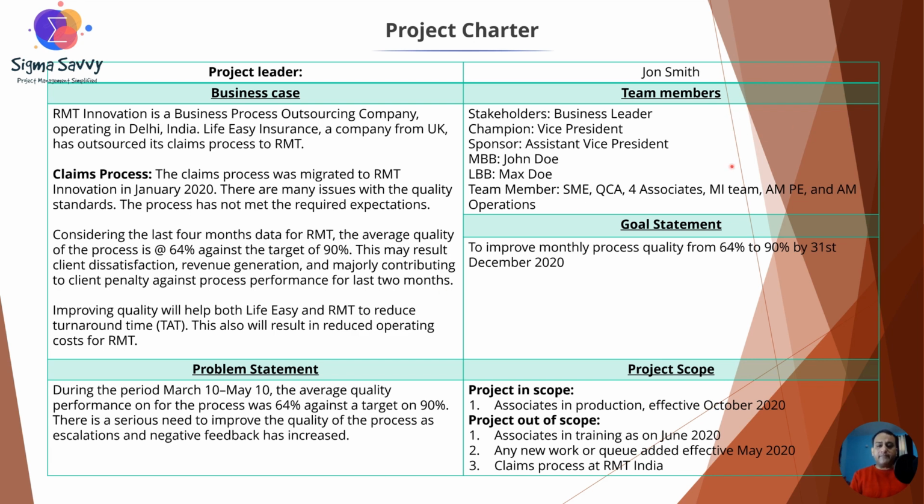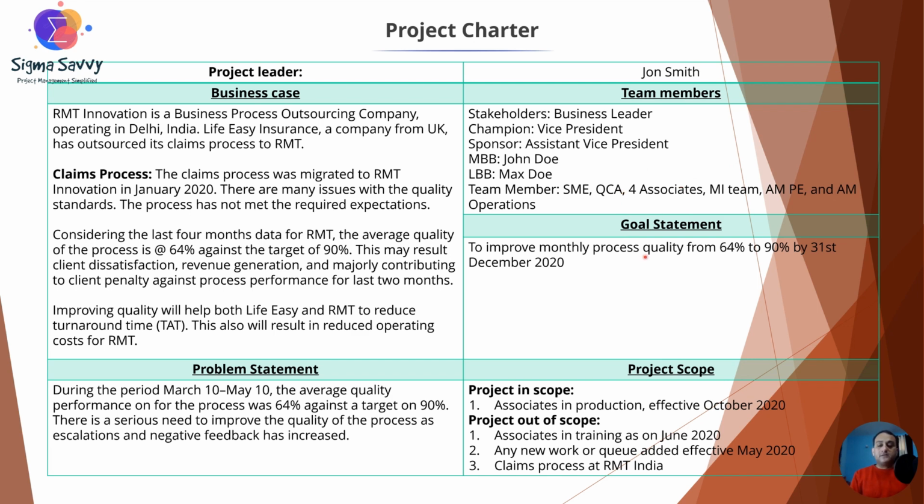Now look at the team members. Stakeholders is the business leader, champion is the vice president of my company, sponsor is AVP, MBB is the master black belt, considering it is a Six Sigma project, then LBB, that is Max Do, and then we have also mentioned a couple of the team members here.